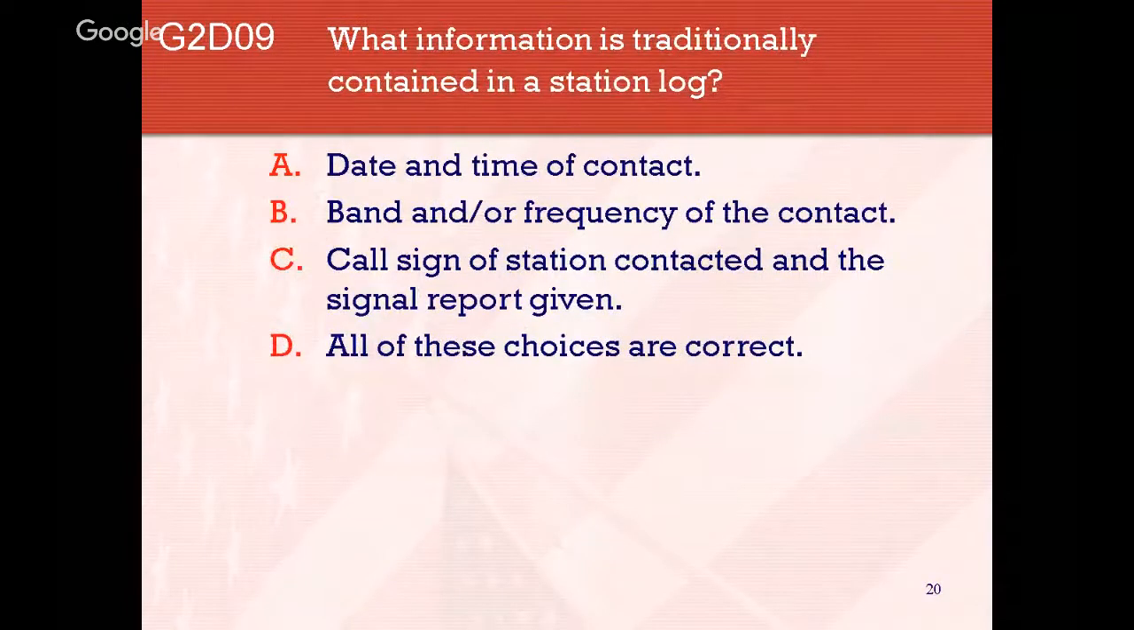Okay, what information is traditionally contained in a station log? And I kind of showed you that a little bit. When you look at this, the date, time of contact, the band or frequency, the call sign of the station you contacted, any signal report. So really, all of these choices are correct. D is your answer.